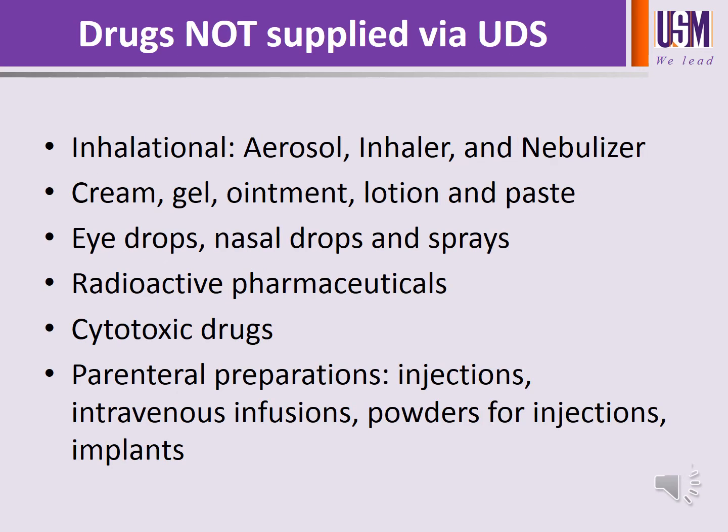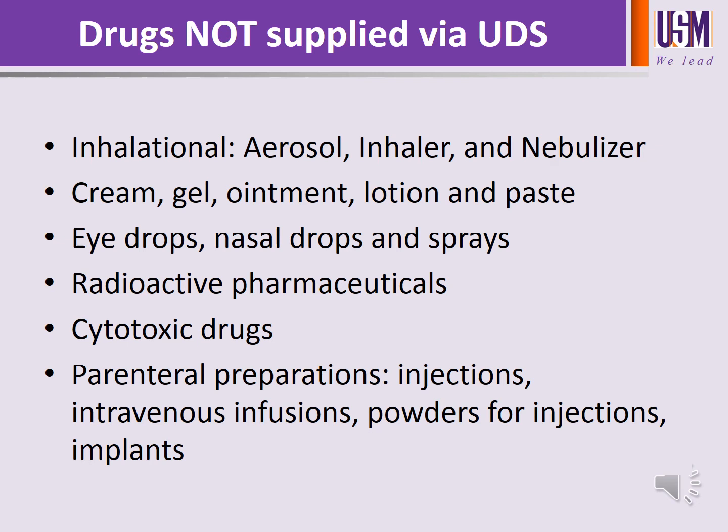Rather than knowing what other drugs can be supplied in unit dose system, I think it is important for you all to know what are the drugs that cannot be supplied using unit dose system. The most logical answer that you can give me is inhalation, right? Aerosol, inhalers, and nebulizers cannot be supplied by using unit dose system. Don't tell me that you can break an inhaler into 3 or 4 parts, and then you want to supply it to the patient. It's not logical, right? Others are cream, gel, ointment, lotion, and also paste. Drugs like eye drops, nasal drops, and sprays cannot be supplied using unit dose system.